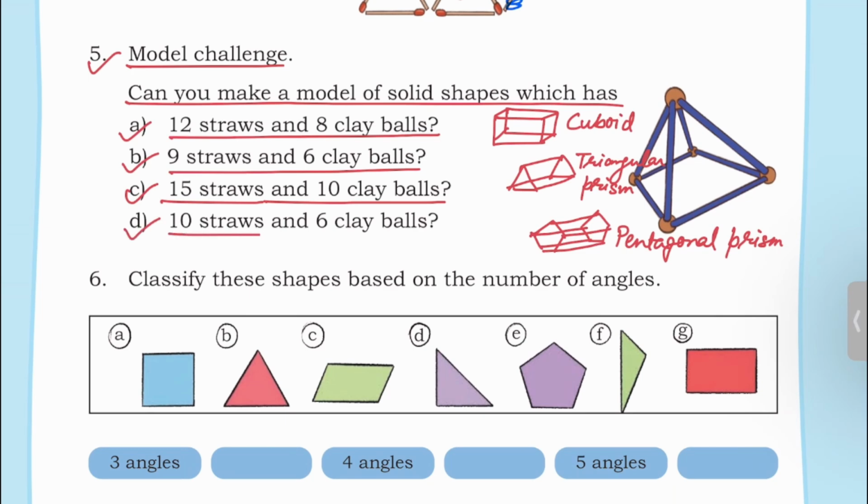D. 10 straws and 6 clay balls. You can make a pentagonal pyramid like this. For this, you will need 10 straws and 6 clay balls.